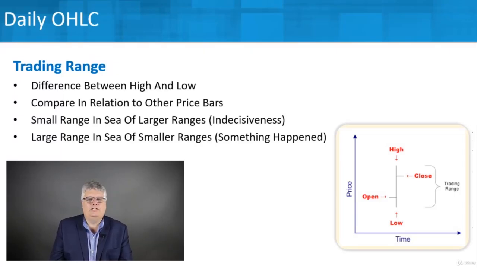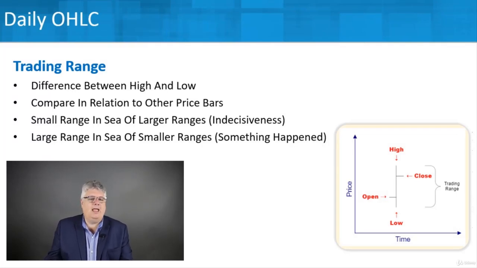Same thing if the range is large in the sea of smaller ranges. Everything's going small, small, small as far as the high and low range, and all of a sudden it starts to get really big. That big wide range might tell us that an event or something is happening. People are trading more actively. There's a lot more interest in this particular security. So something might be changing. It could be going higher, it could be going lower, but it's an indication with trading range that something might be happening.